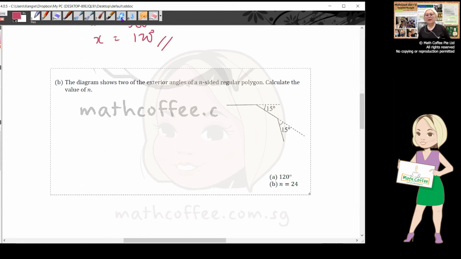This one. The diagram shows two of the exterior angle of an n-sided regular polygon. Calculate the value of n. Well, just now, that one is 120 above. Okay, so let's take a look.